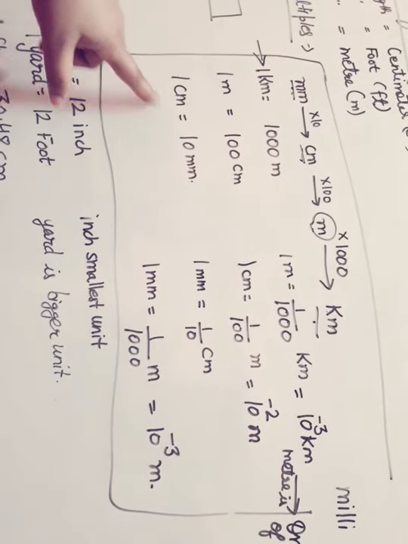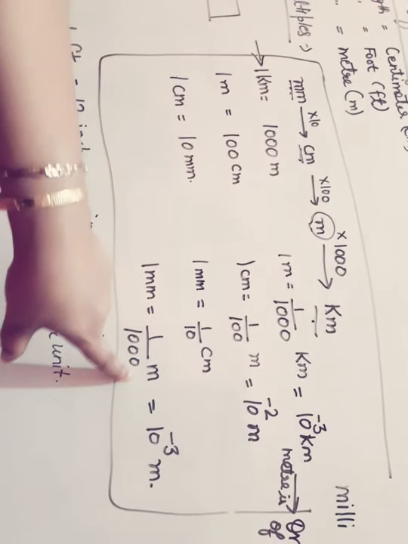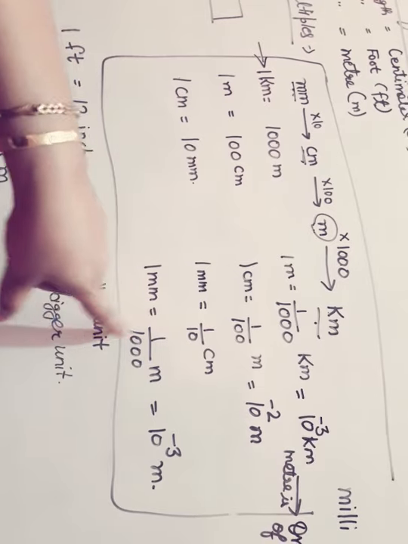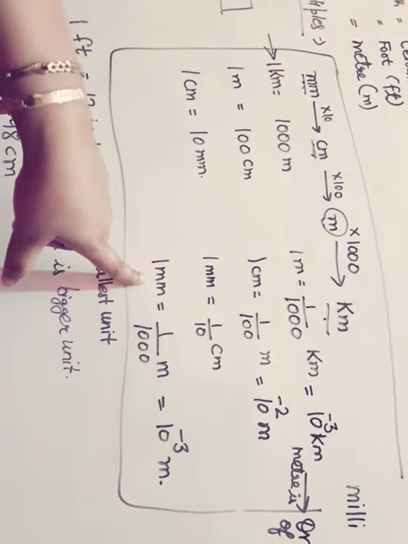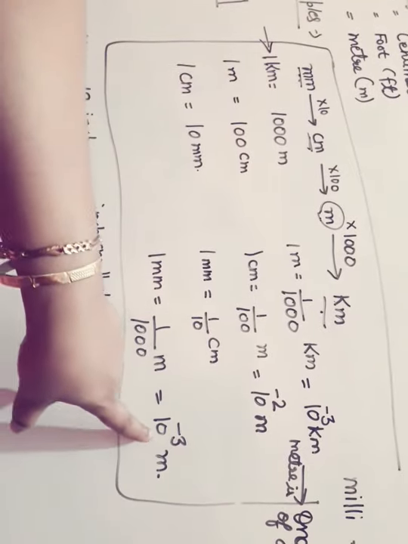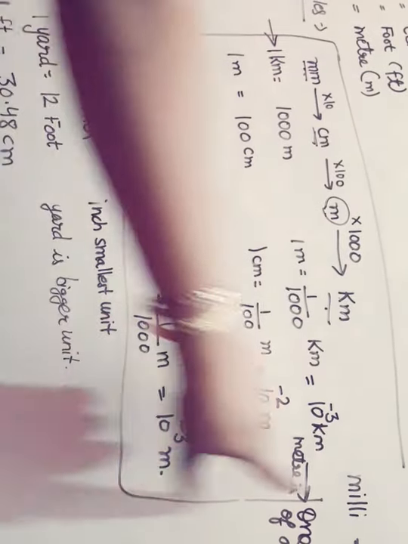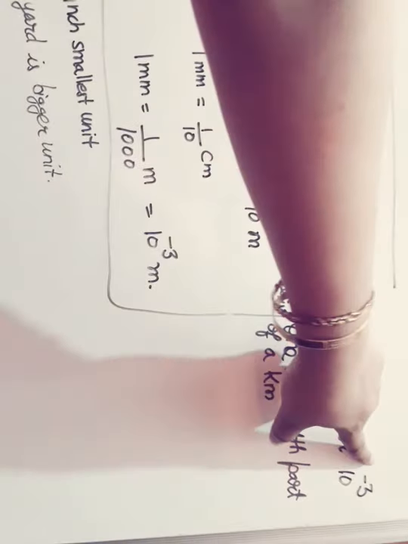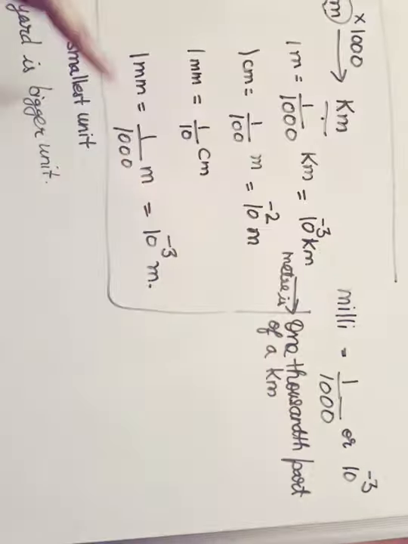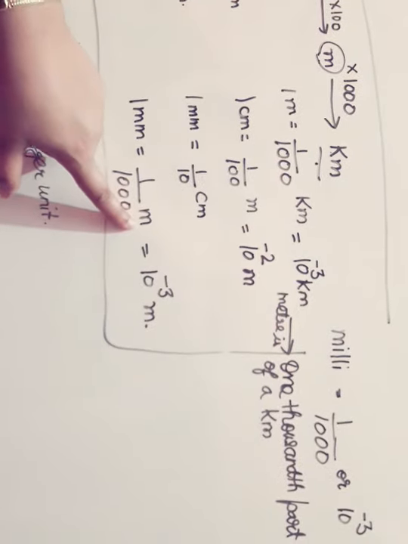If you want the relationship between millimeter and meter, 1 millimeter equals the 1000th part of a meter. The 1000th part of 1 meter is 1 millimeter. It is also written as 10 to the power minus 3 meter. Milli means 1 upon 1000, and milli means 10 to the power minus 3. You can write both. So millimeter equals 1 upon 1000 meter.